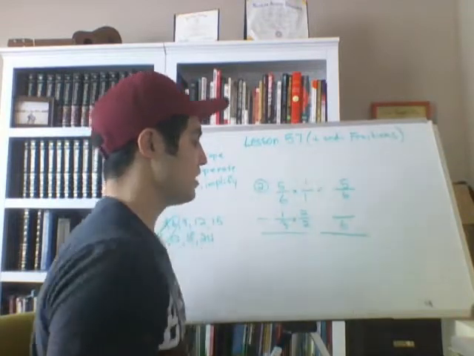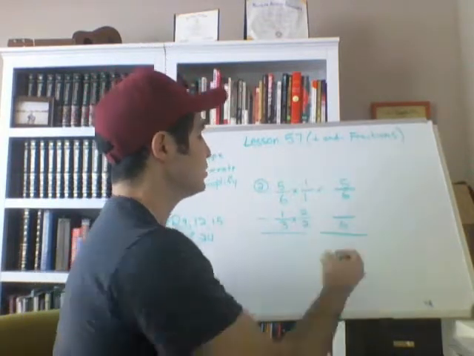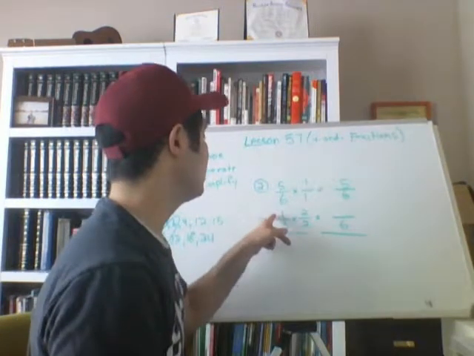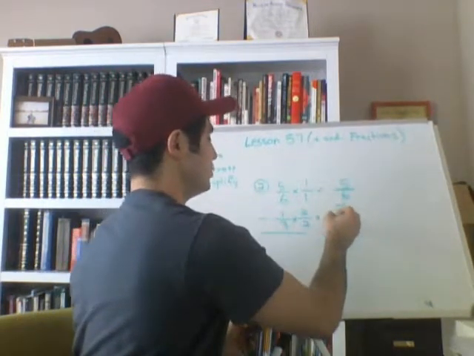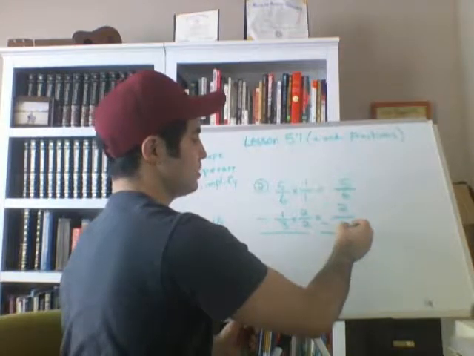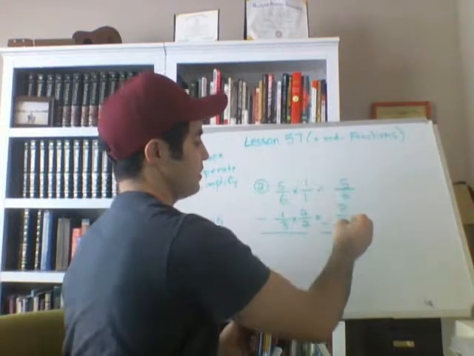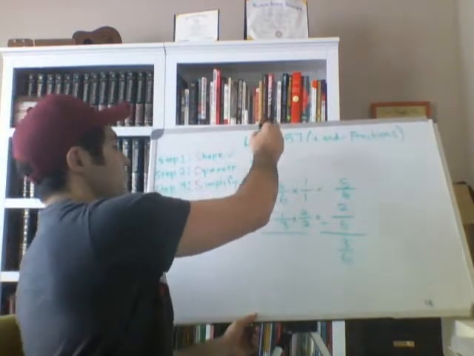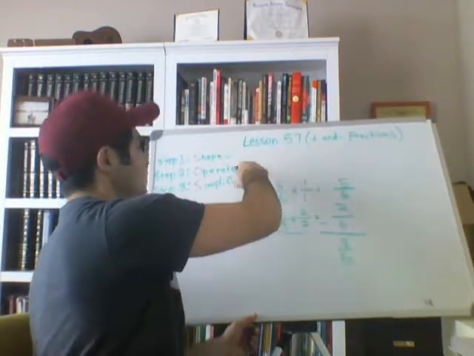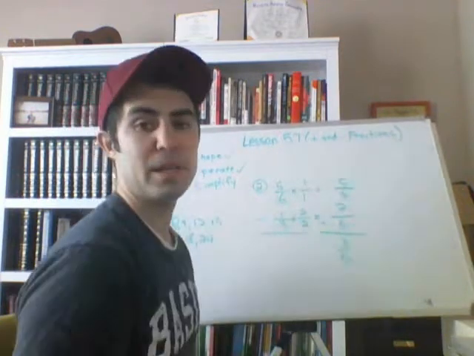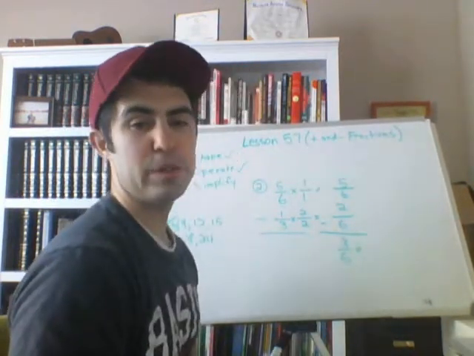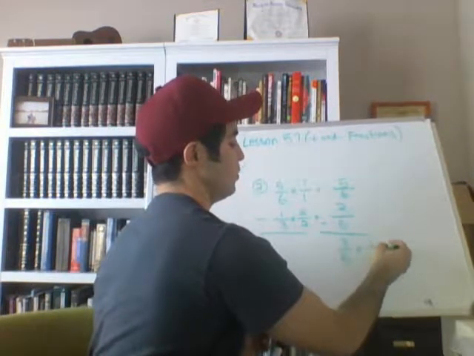And so we're going to multiply that by 2/2 because 2/2 is equal to 1. And it also gives us 6 in the denominator. 1 times 2 is 2. So subtract those two. 5/6 minus 2/6. 5 minus 2 is going to be 3/6. So we did our shape, which is rewriting it. And we just operated, which is 5/6 minus 2/6. And then our last one is to reduce. And we know that 3/6 reduces to 1/2.